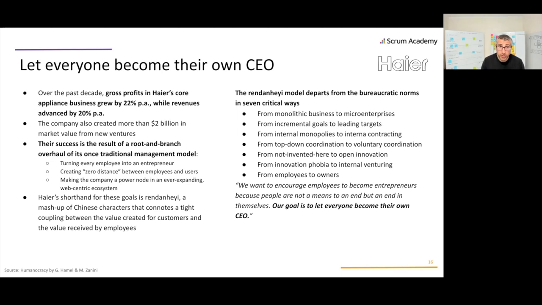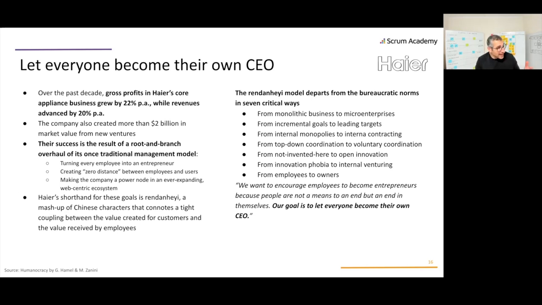So one of the most important things they did, and this is where we talk about management innovation, they looked at the huge monolith of an organization that they have, with around 80,000 employees, and broke it down into thousands of micro enterprises. Small, not organizational units, but independent organizations that are all part of this web-centric ecosystem, which is Hire.